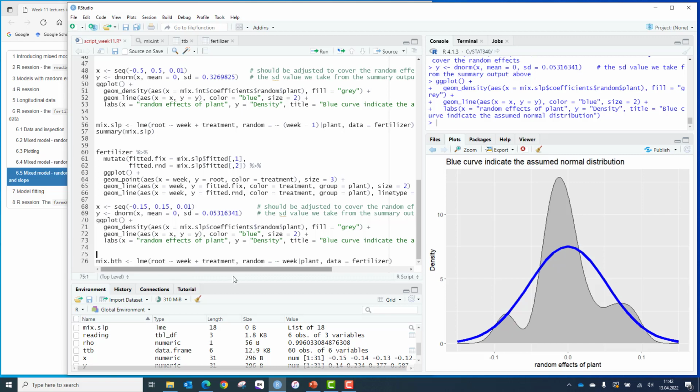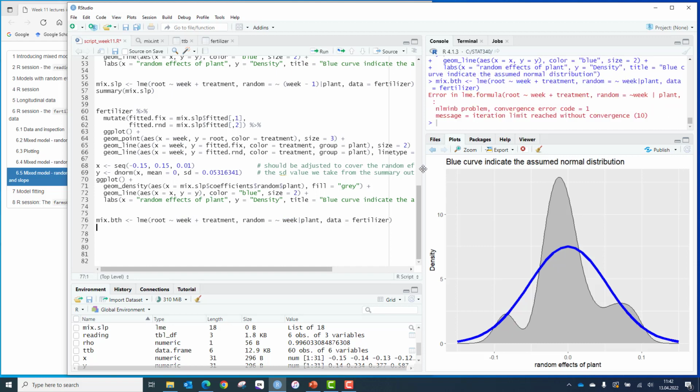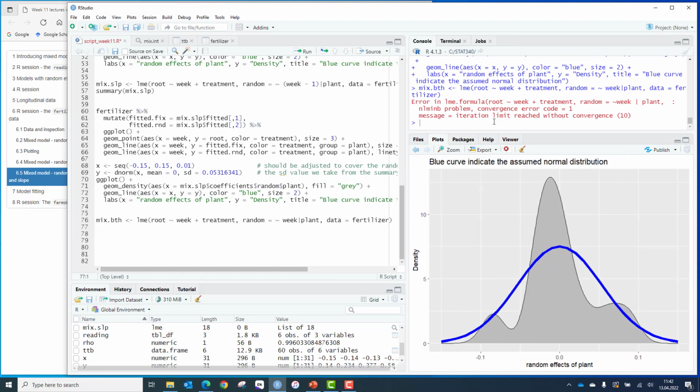fitting a mixed model with both. And notice now, I specify in this term here, random, and I say week without week minus 1. And that actually means let the random effect affect both the slope and the intercept. But if we try to fit this model now, we get an error. And this is something I would like to show you, because you have what is called a convergence error code 1 here. So iteration limit reached without convergence.